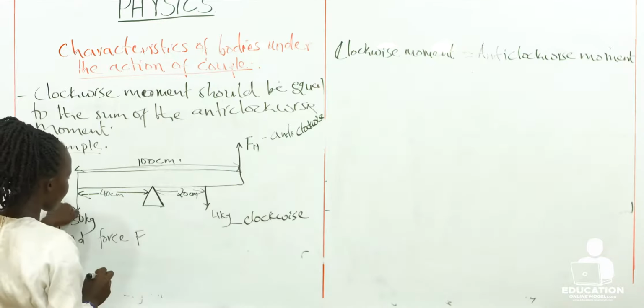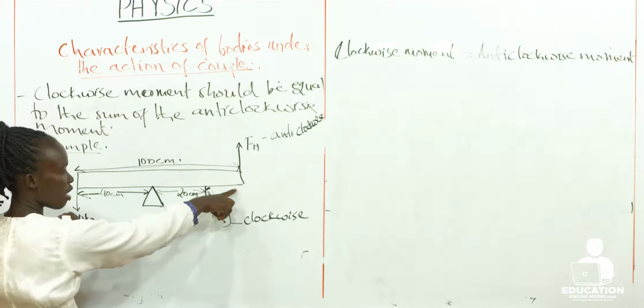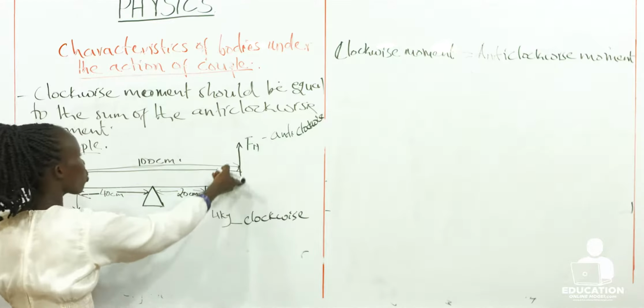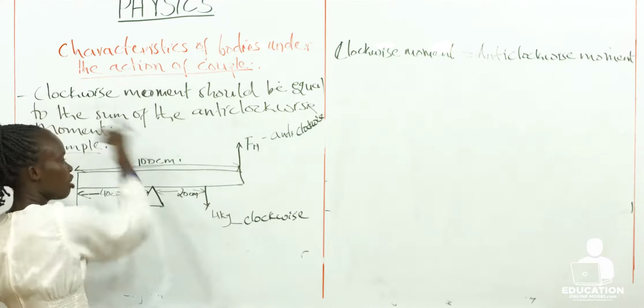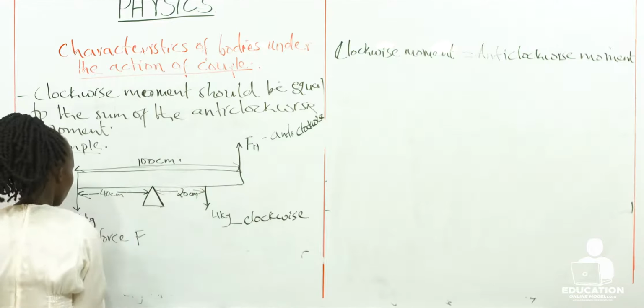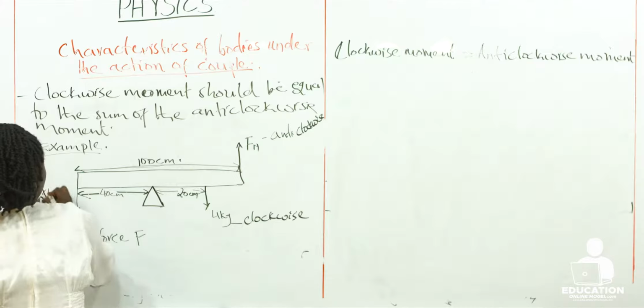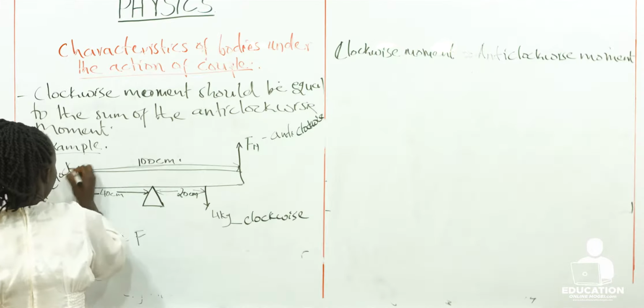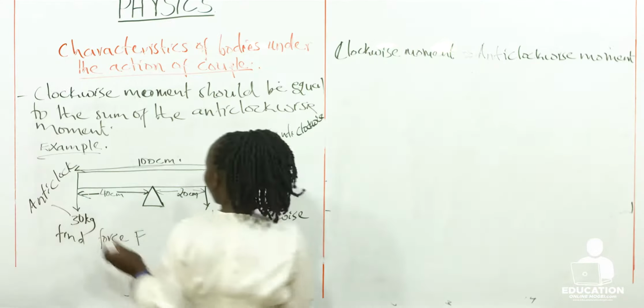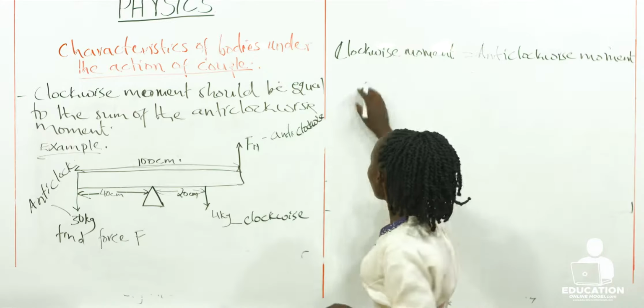What of this one? When we pull this down, what happens to this end? This end is going to be falling this side, so it will be rotating in the anti-clockwise direction. Then here we're having anti-clockwise. So if you have that, then you will know what to write there.